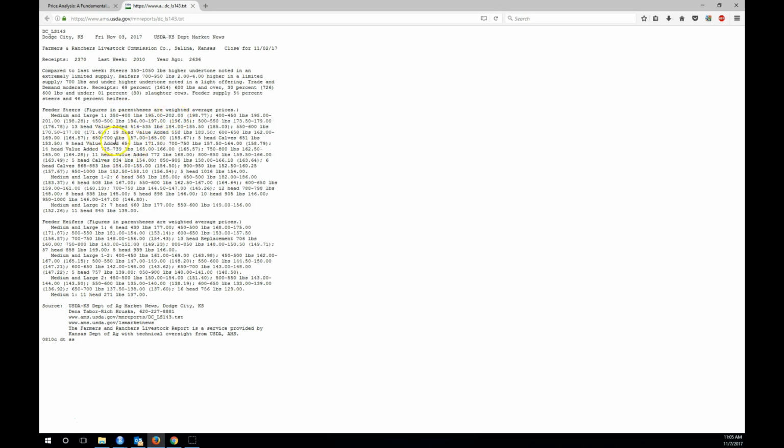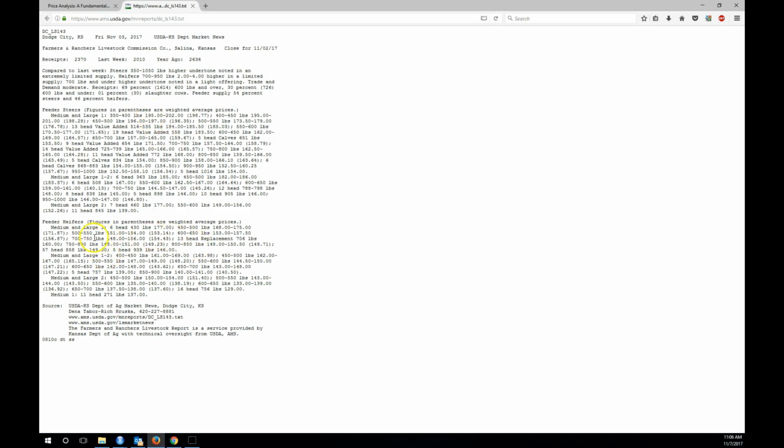And when you get down here to this heavier category, they're discounted by as much as $40 compared to the light calves. And that's because once the calves reach this 650 to 700 range, they're not going to be gaining weight as fast as these light calves are.